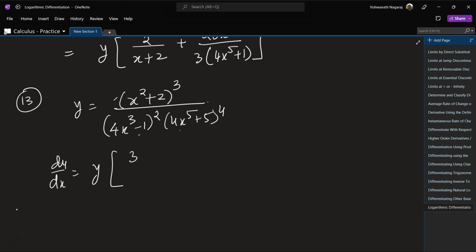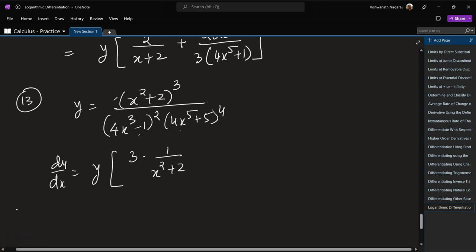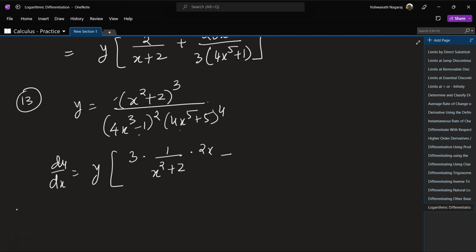So let's do the numerator. So that comes to 3 times 1 by x square plus 2 times 2x. Then we have minus because of this division. Ln of 4x cube minus 1 square. So which means we get 2 times 1 by 4x cube minus 1 times 12x square.